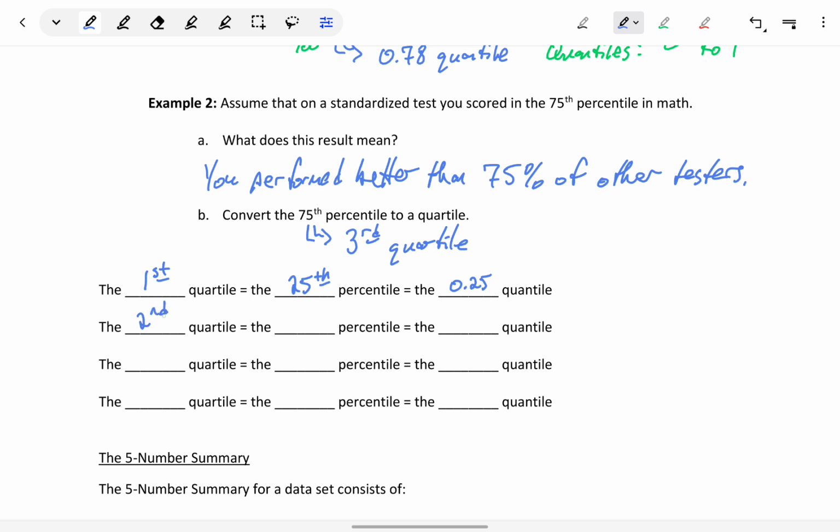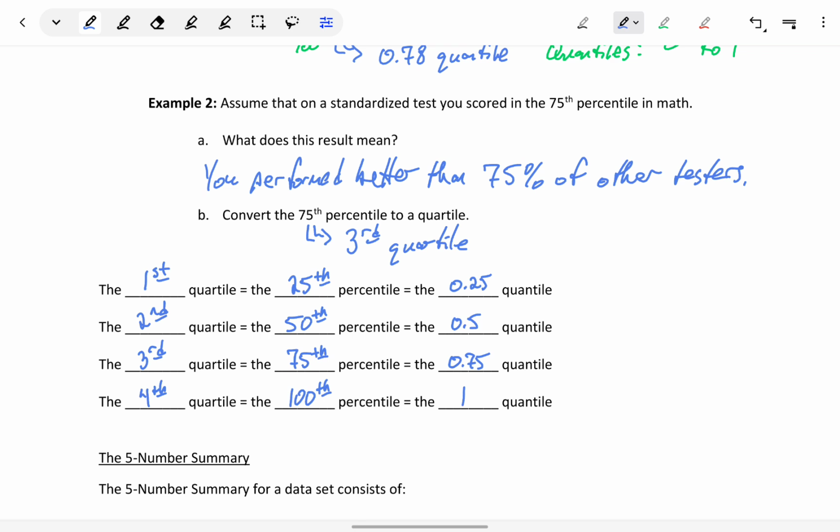The second quartile is the same thing as the 50th percentile, so half of the data is below it, which would be the same thing as the 0.5 quantile. The third quartile is the same as the 75th percentile, which would be the 0.75 quantile, and the fourth quartile is the 100th percentile, or the 1 quantile. So all we're doing is just talking about different ways of breaking up our data.